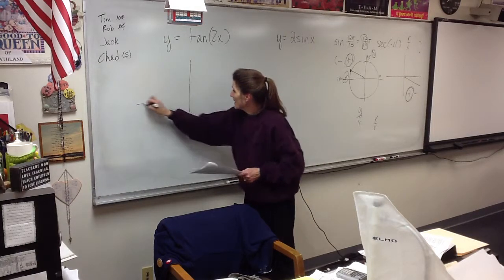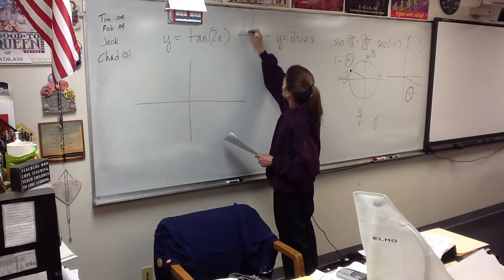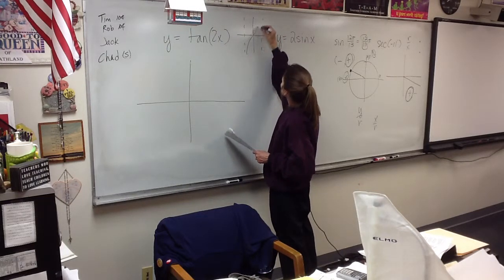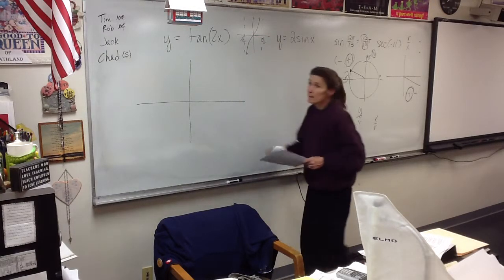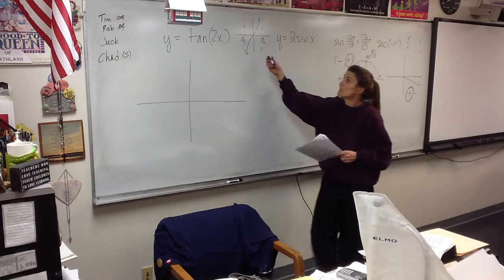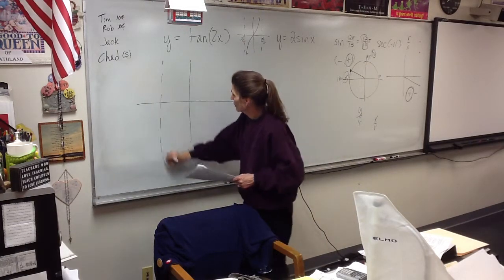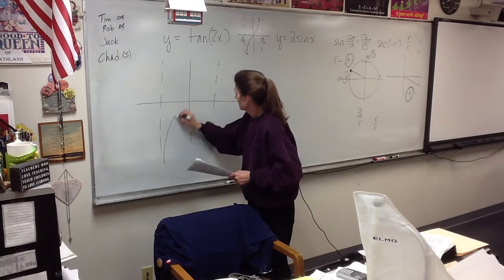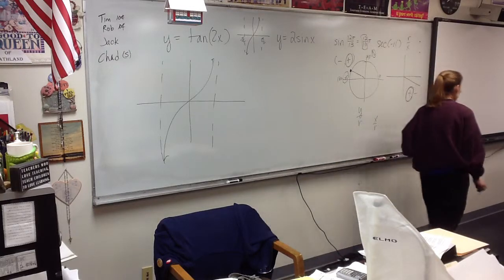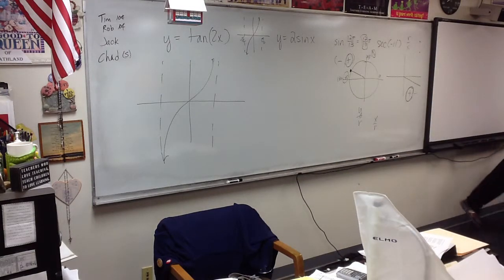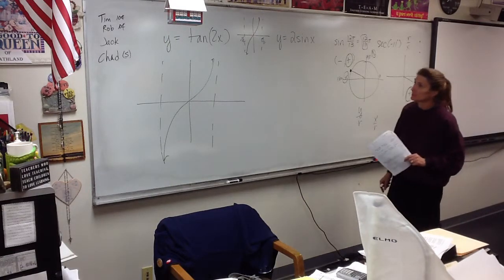Here we go. Tangent. Remember, let me put the normal tangent up here for reference. This is a normal tangent curve. It has an asymptote at negative pi over 2 and positive pi over 2. You need to know that. This is a tangent curve. But it has a coefficient on x.